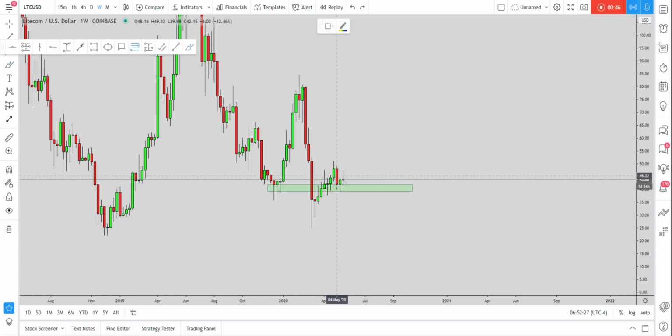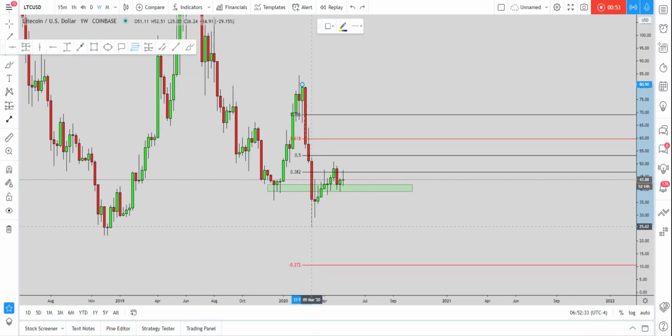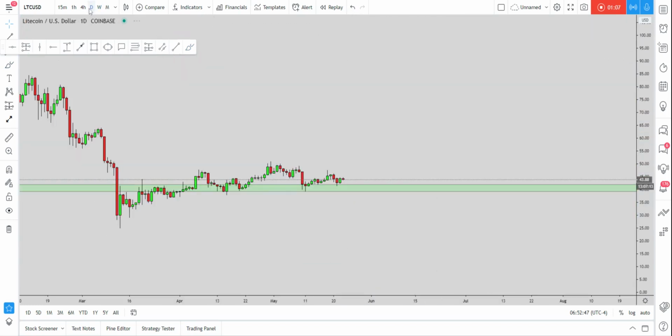Again, if we want to measure this retracement after this impulse to the downside, what are we supposed to be doing? Taking our Fibonacci from the high to the low, and what we can see is that currently we have a market that tested just now the 0.382 Fibonacci retracement. Now let's go and see what the situation is from a daily perspective.